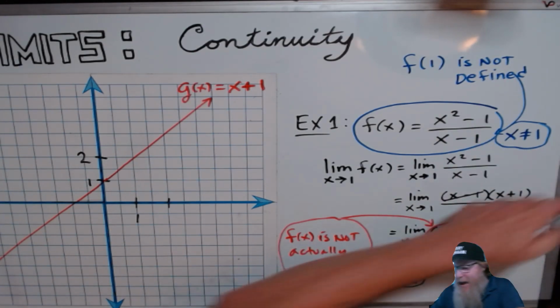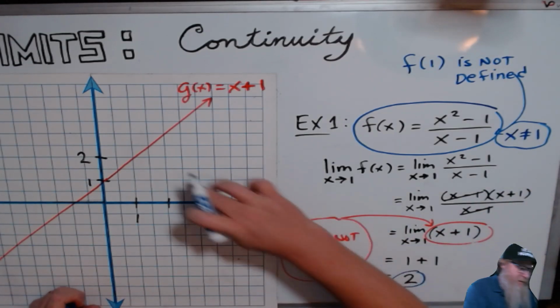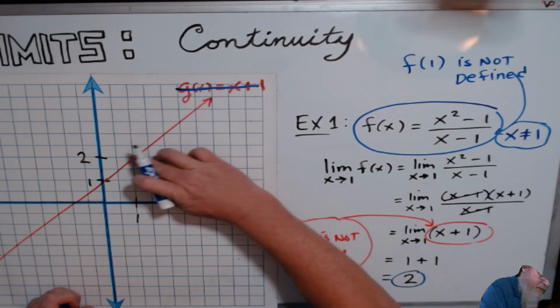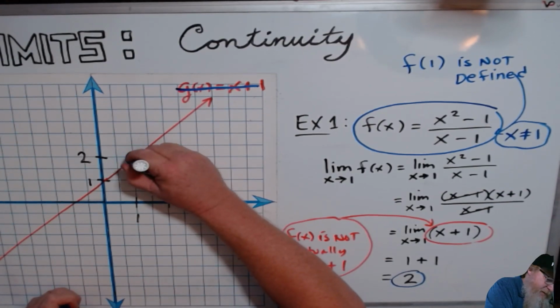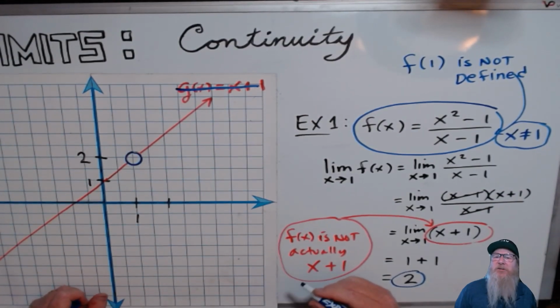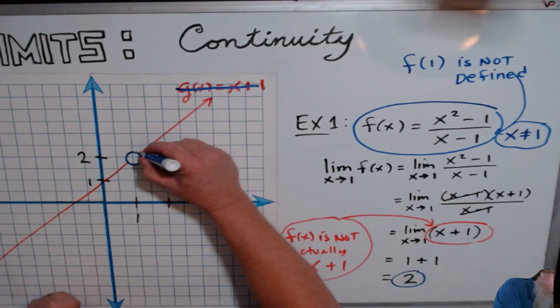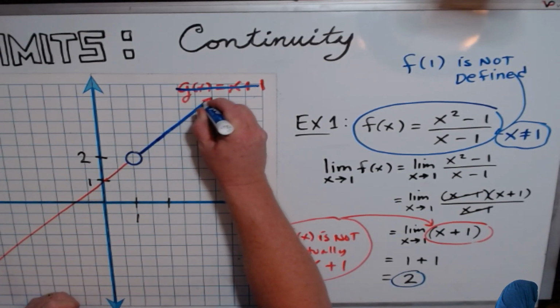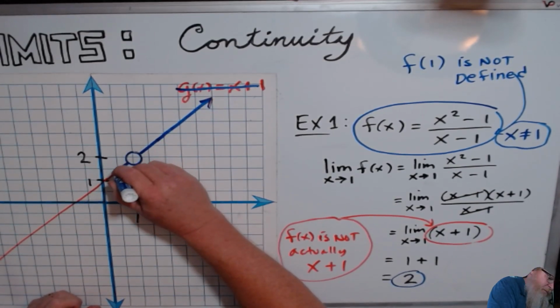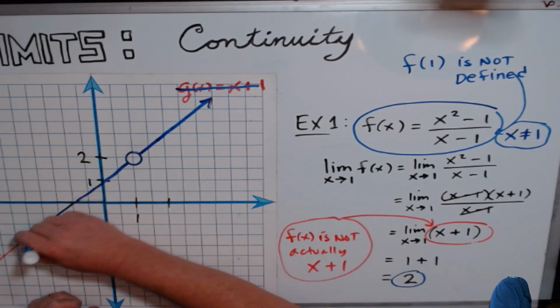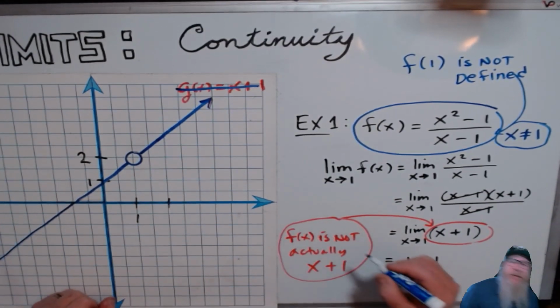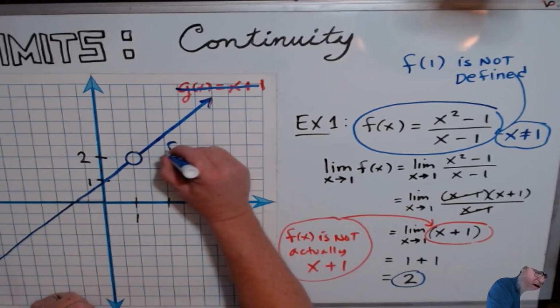So what does f actually look like? Well, it looks just like g, except it has a hole, also known as a removable discontinuity. This is what f looks like.